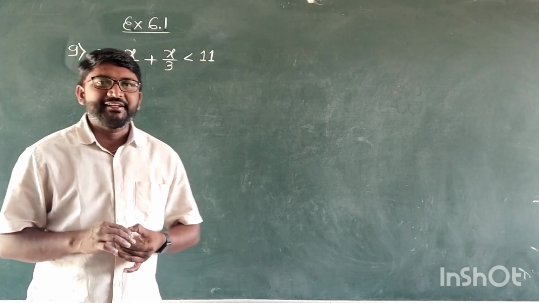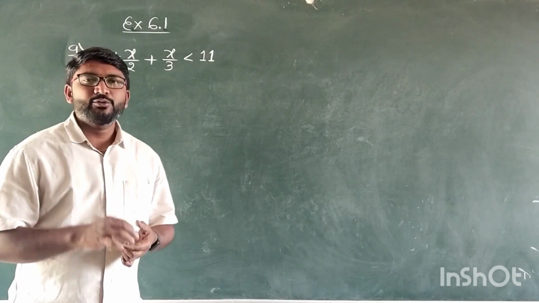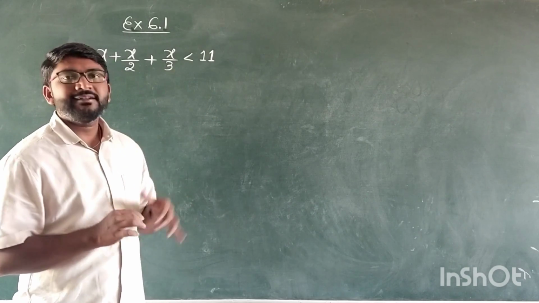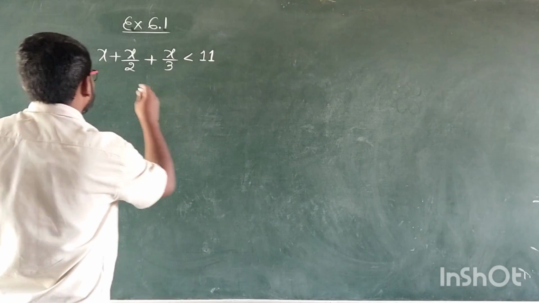Well, question number 9 is x plus x by 2 plus x by 3 less than 11. So we have to solve the given inequality.